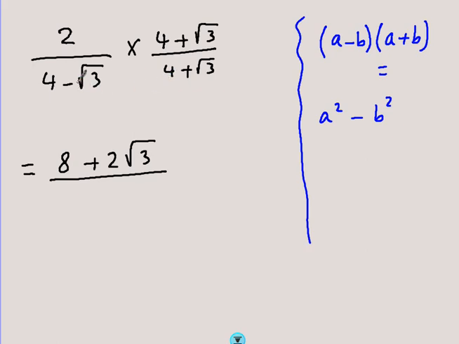4 times negative root 3 is negative 4 root 3, which cancels out with the 4 root 3. So we only write 16, which is the 4 squared, minus 3, which is the square root of 3 multiplied by itself. And this equals 8 plus 2 root 3 divided by 13. And the original fraction, 2 divided by 4 minus root 3, has the same value as this answer, only the fraction here has a rational denominator.